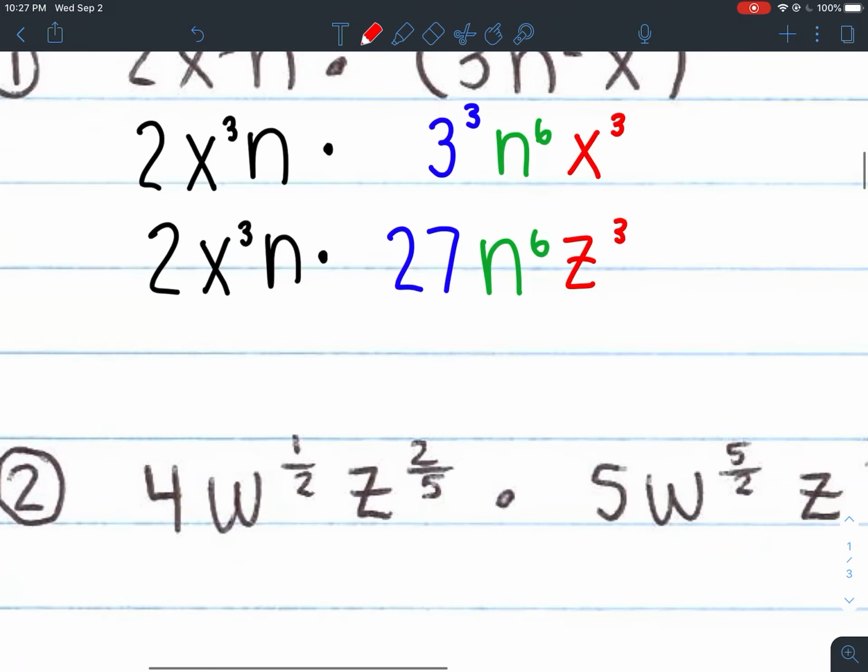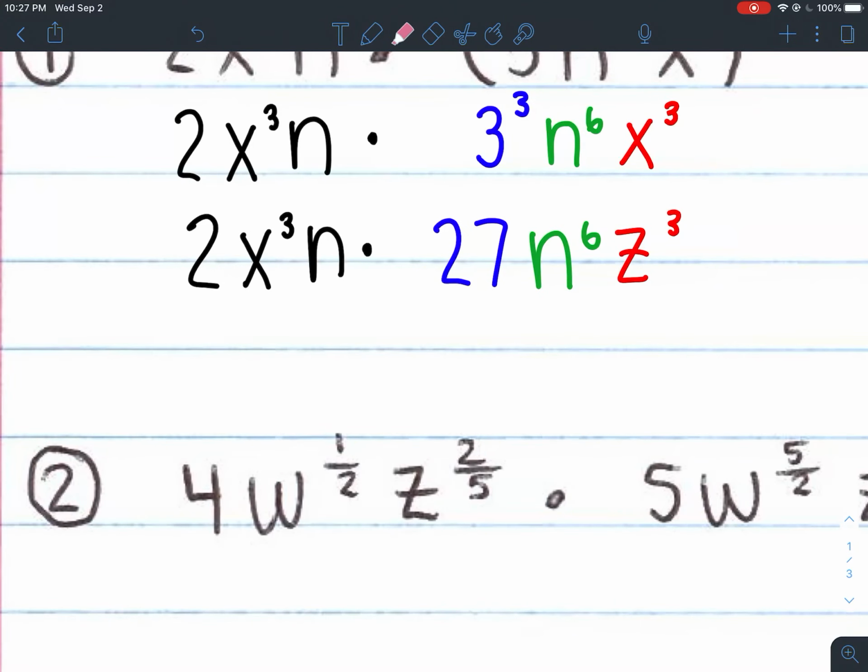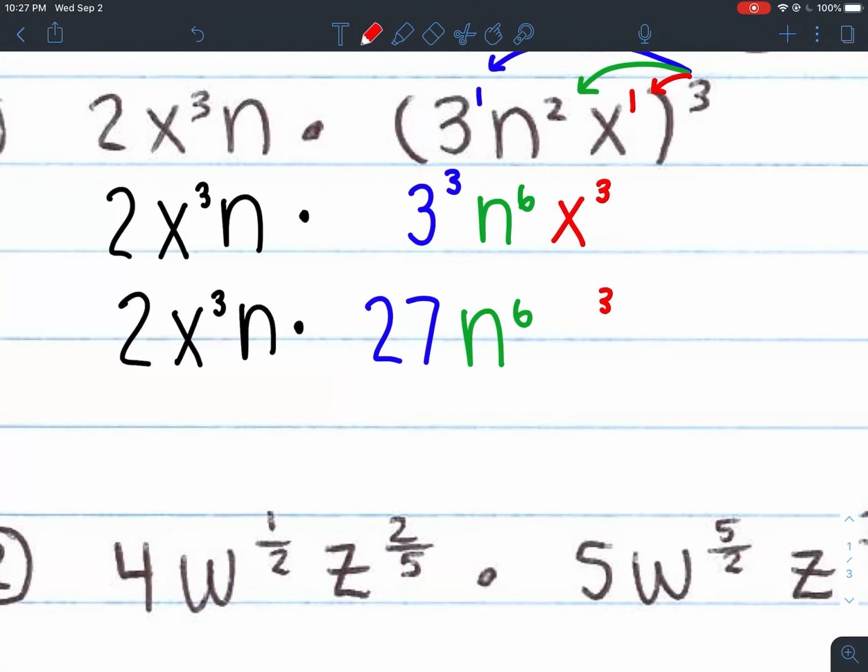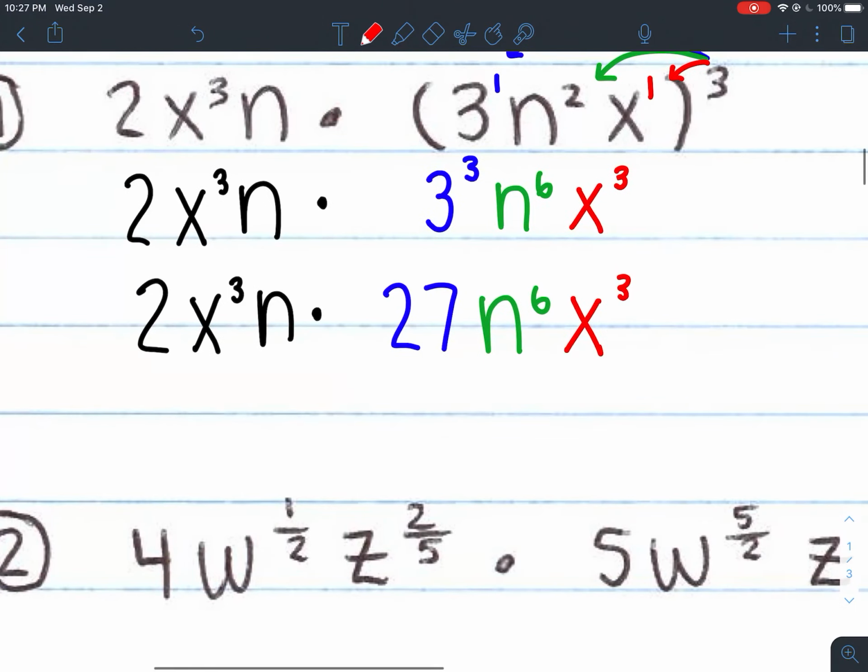Now once I'm at this step, you can combine things that are like bases. Or wait, why did I make that a z? I'm going crazy. As you can see at the very top left, it is 10:27. It's not that late, but it's late enough for me to make mistakes like this. So, all right, it's an x, not a z. I'm so sorry.